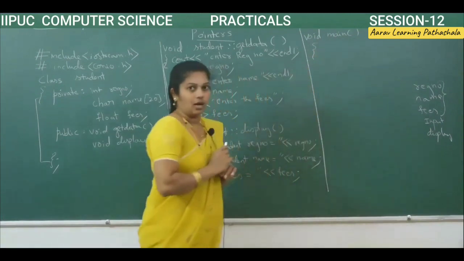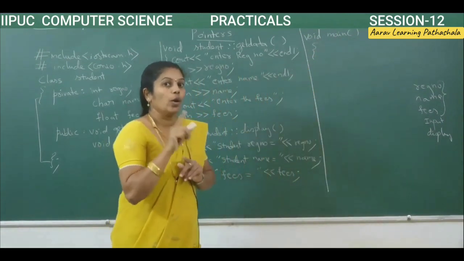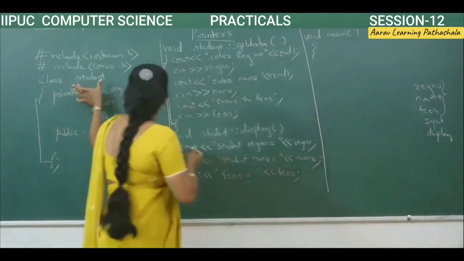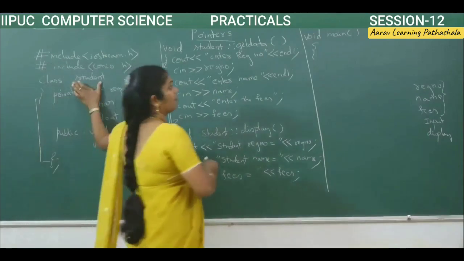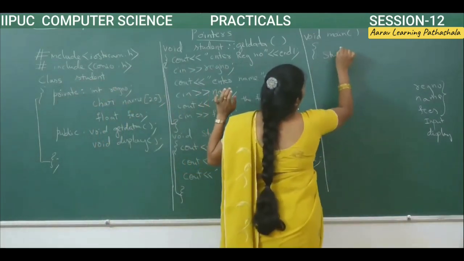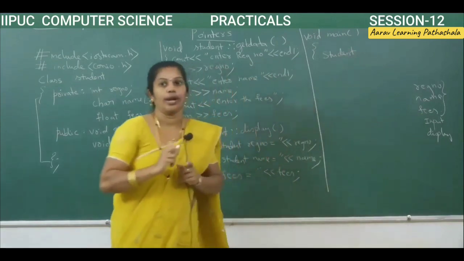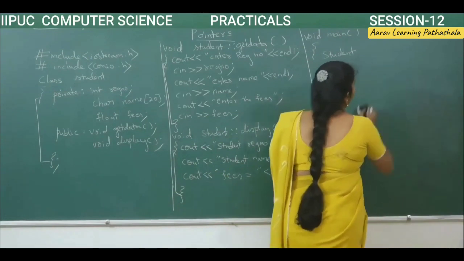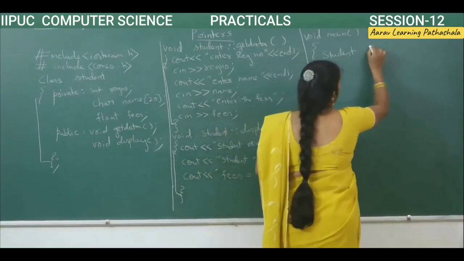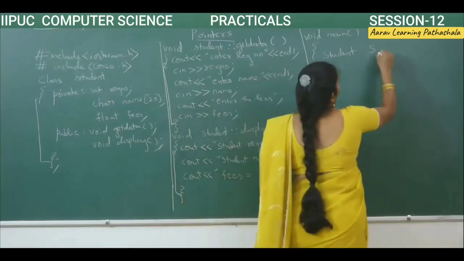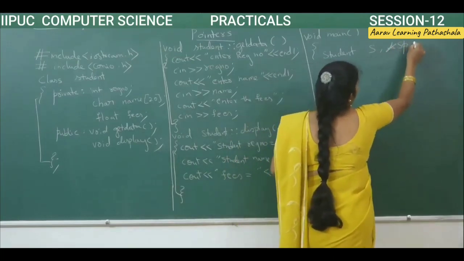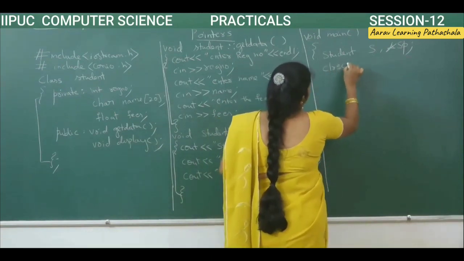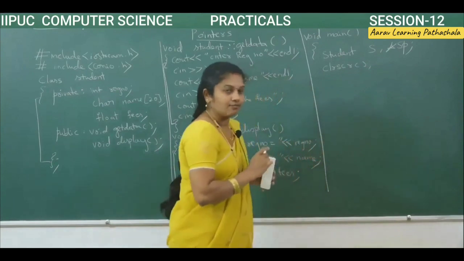Void main. Now first create an object. Here we have to create objects in pointer format. While creating an object, first you have to take the class name. Here the class name is student. Now we have to create the object in pointer format. First student, then s, a regular object, then comma star sp, the pointer object. Now clear screen, clrscr function.